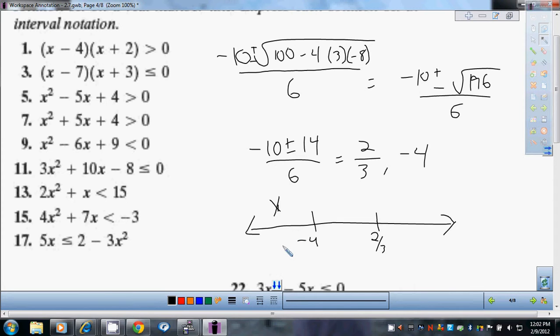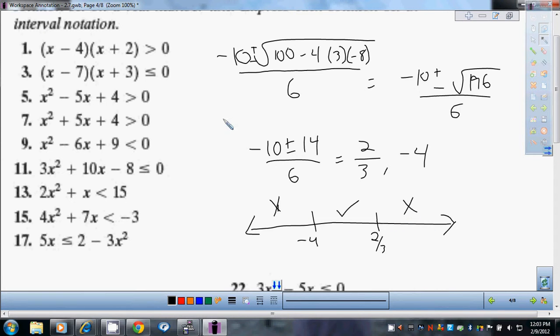Less than negative 4. What's a number between these two? 0 is a nice choice whenever it's available. Plug that in. 0 plus 0 minus 8, negative number. Is a negative number less than 0? Yes, it is. Number greater than 2/3. 1's a nice one. That gives me 3 plus 10 minus 8. That's 13 minus 8, which is 5. Is 5 less than 0? No. So that is an x.